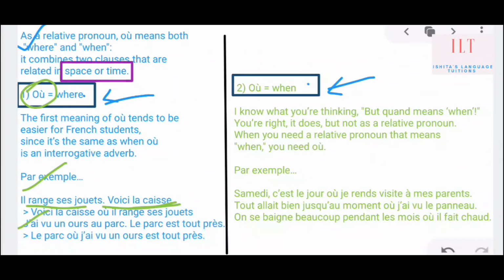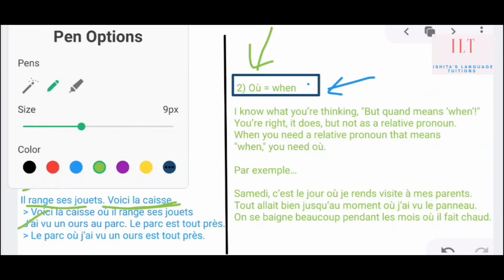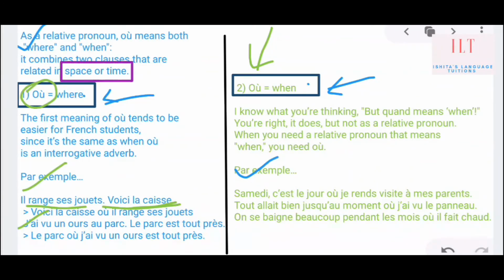Okay, moving forward to où when we are talking about the time. We'll directly come to the example given here. Par exemple, samedi c'est le jour où je rends visite à mes parents. Here directly two sentences. Which are the two sentences? Samedi est le jour, je rends visite à mes parents samedi. So Saturday is the day when I visit my parents. Here again the time was there, that's why we used où.